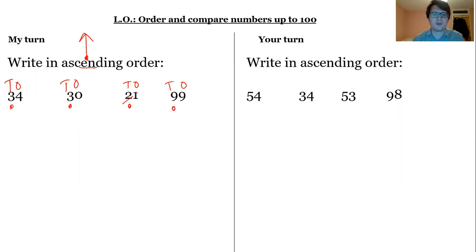So I can see here, I've got the number 21. It's only got 2 tens, less than 3 tens, less than 9 tens. So that's my smallest number. Next, I can see I've got these two numbers that both have 3 tens. So that doesn't help me because at the moment they're the same. So I need to go to the next column, which is the ones column. You can see here I've got 4 ones, 0 ones. So 30 must be smaller than 34, which leaves 99 at the end. And I can see very clearly that's the biggest number because it's got the 9 tens, whereas these two only have 3 tens.